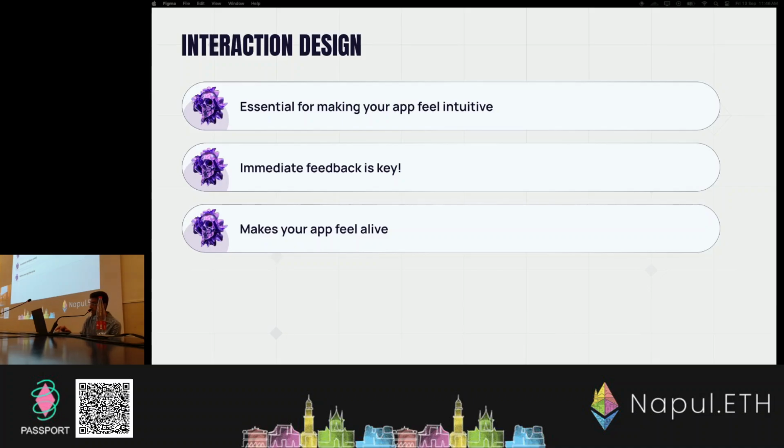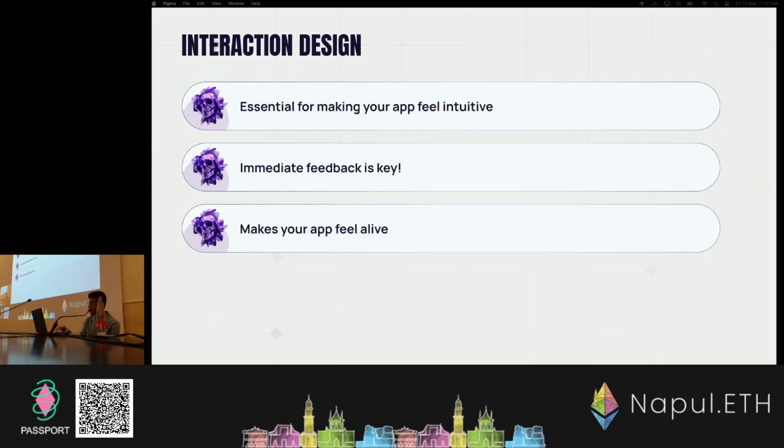So a good interaction design is essential for making your app feel responsive and intuitive. Every action a user takes, whether it's hovering on a button, clicking a button, approving a transaction, or even interacting with a dApp as a whole, they should have immediate feedback. For example, if a user clicks on approve transaction, don't just leave them hanging there. Show them a loading spinner, a progress bar, or even a simple message like "transaction is processing."